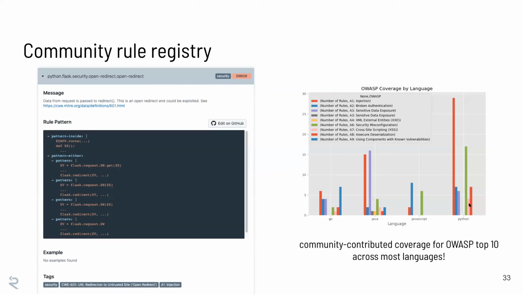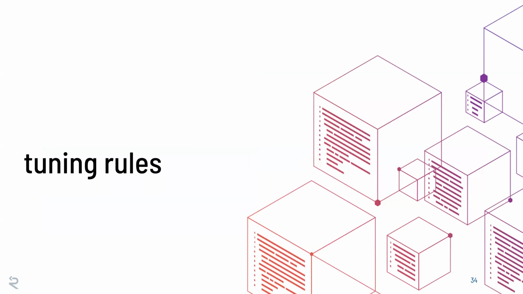So here's what the community rule registry looks like. Semgrep.live/registry will take you there. Rules can be tagged with security, CWE, OWASP tags. Currently, we have coverage for the OWASP top 10, actually across most languages, which is pretty neat. A month ago, almost none of this was there. So it's been growing really fast. It's a new tool. We would love more contributors. And let's talk a little bit about what it takes to tune the rules.